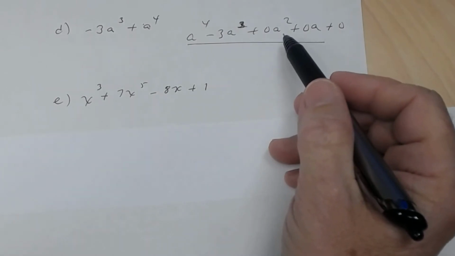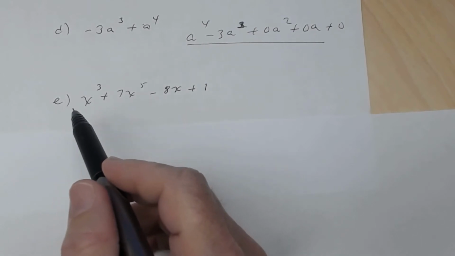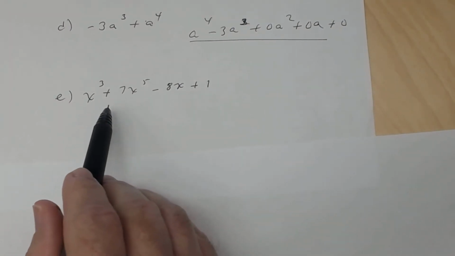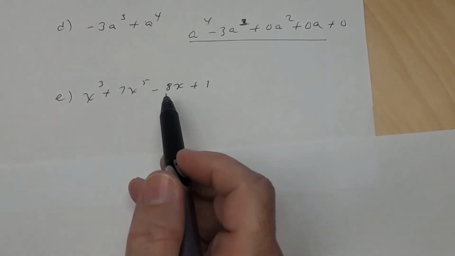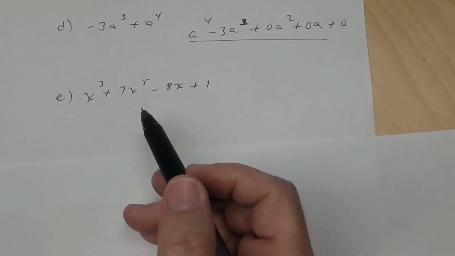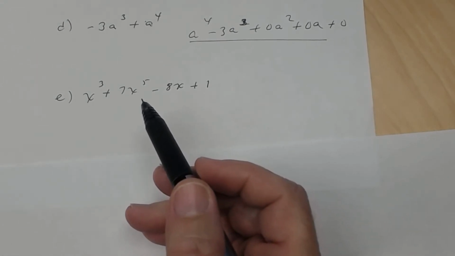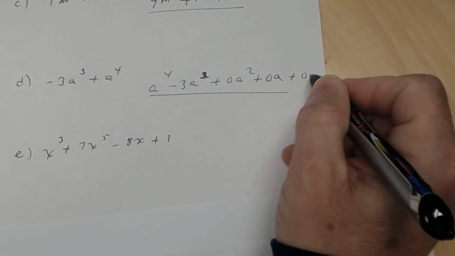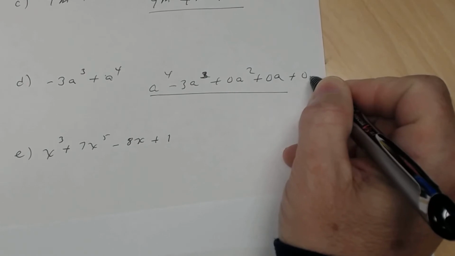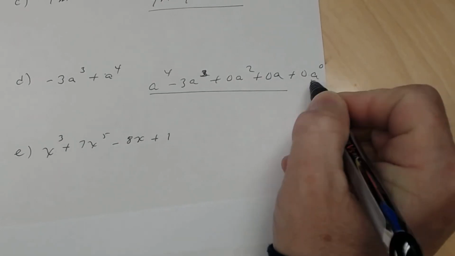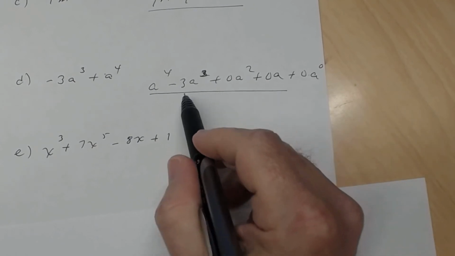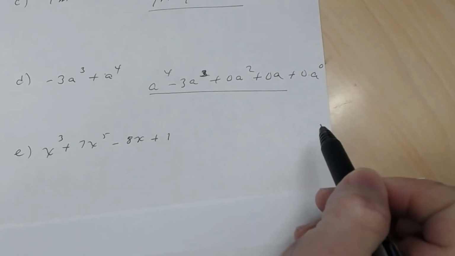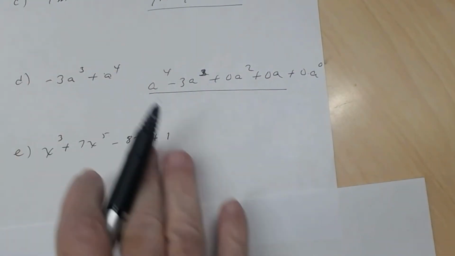All right, the last one, we have x cubed plus 7x to the 5th minus 8x plus 1. Oops, I'm sorry, right here, it's not just 0, it's 0 times a to the 0 power. I'm sorry, I forgot to put that. So don't just say plus 0, because you've got to have a to the 4th, a cubed, a squared, a to the 1st, a to the 0. Okay? All right.